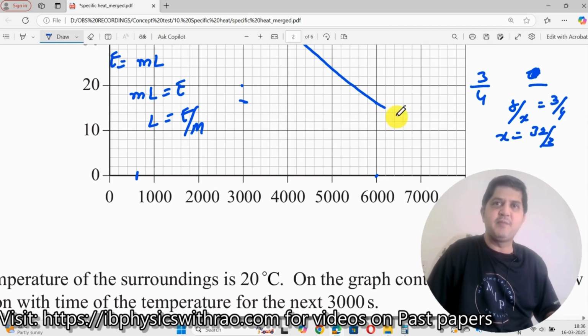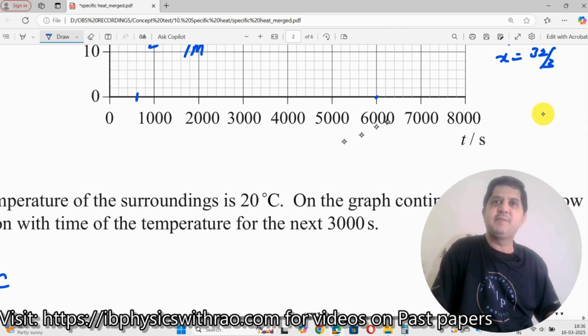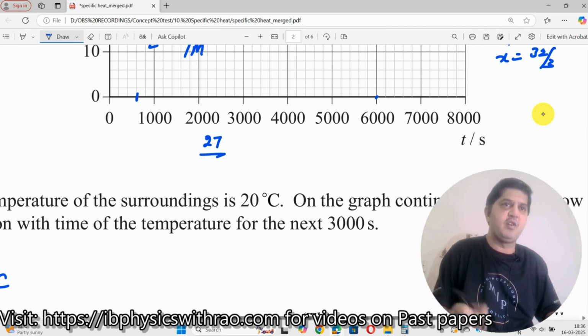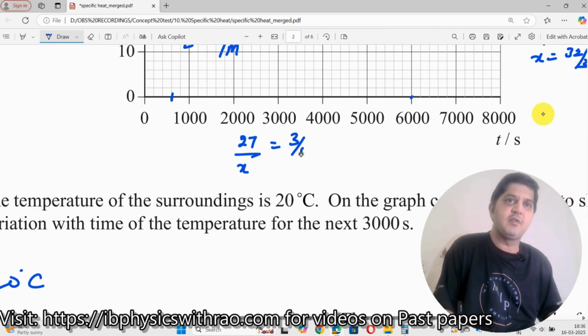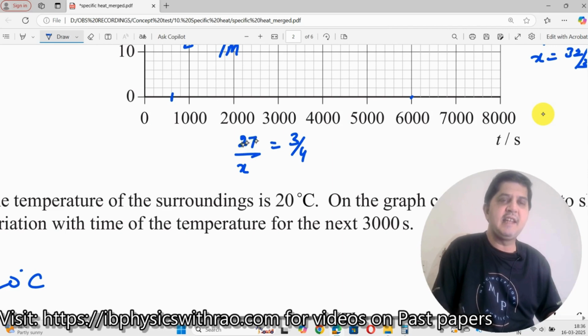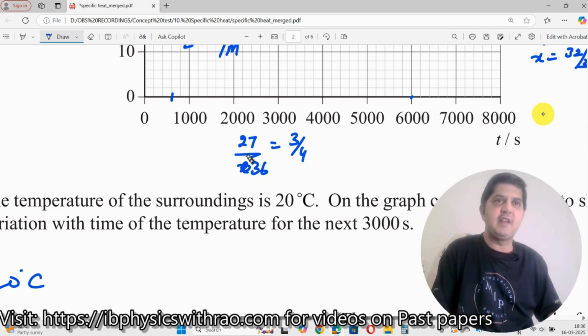If you want a simpler way of explaining, maybe you can take, for example, the numerator as 27, and the denominator as x over here. Now this should always be equal to 3 by 4. So what should be the value of x? 9 3s are 27, 9 4s are 36. If this value is 36, then definitely it's the same.